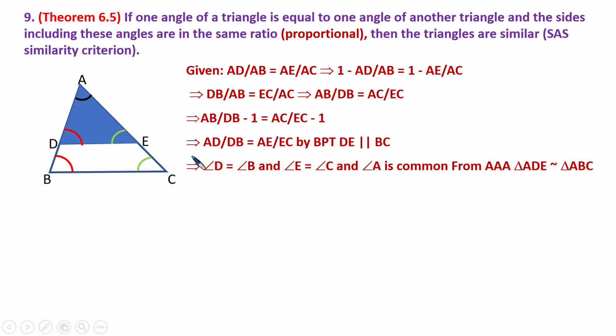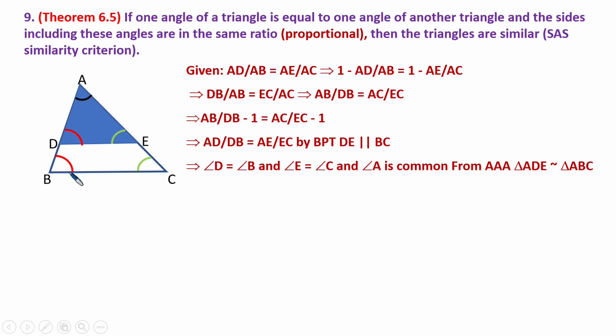To convert to BPT, I want what? AD by DB is equal to AE by EC. So how do I get it? If I subtract BD from AB, I will get AD. So how do I subtract? I subtract 1. So AB minus DB is nothing but AD, and similarly AC minus EC is nothing but AE. Okay, here I have subtracted 1. So now I got AD by DB is equal to AE by EC. So by BPT, now we got this BPT condition. So I can say that DE is parallel to BC.